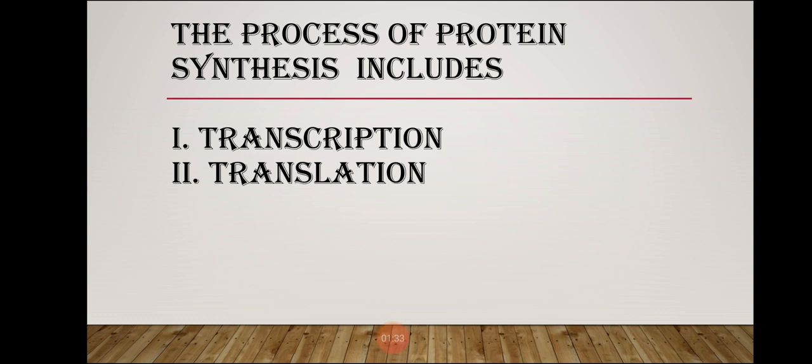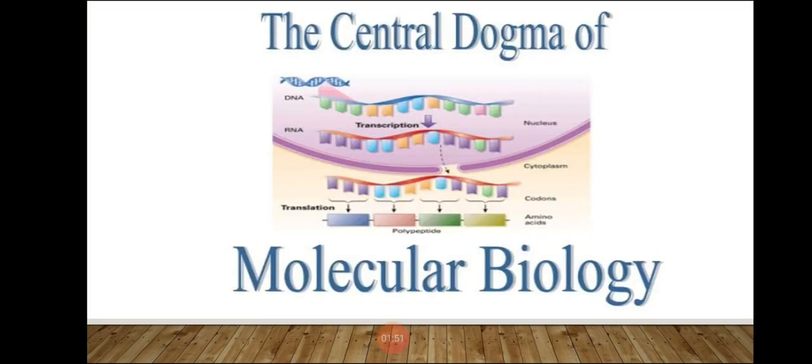The process of protein synthesis includes 2 things, that is transcription and translation. We are going to study this in much detail: how transcription takes place and how translation occurs. Before that, let us move on to the central dogma of molecular biology, which we can also call the central dogma of protein synthesis. This is a very important topic from the exam point of view, because every year one question related to central dogma is asked in the paper.